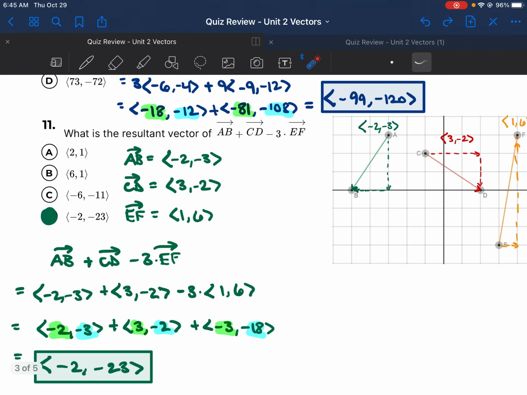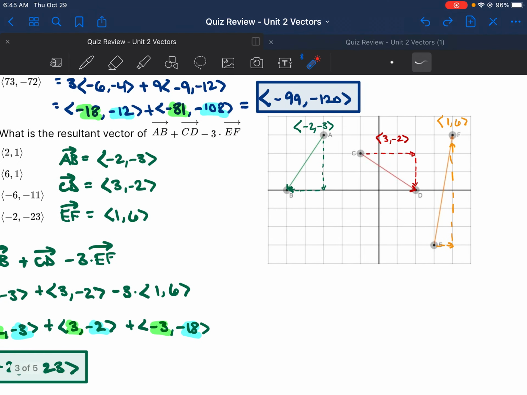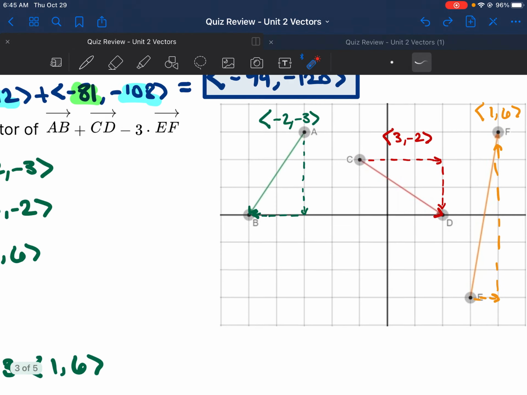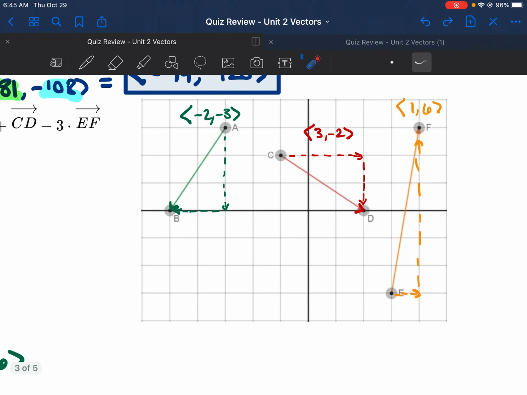In problem number 11, we want to find the resultant vector of vector AB plus vector CD minus 3 times vector EF. Notice vectors AB, CD, and EF have been graphed over here on the right. My strategy was to write each vector in component form and then perform the operations algebraically. Notice that for vector AB, A is the initial point, B is the terminal point. So we're going to write them in their component form, horizontal, then vertical.